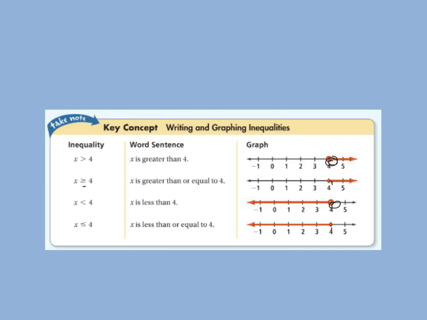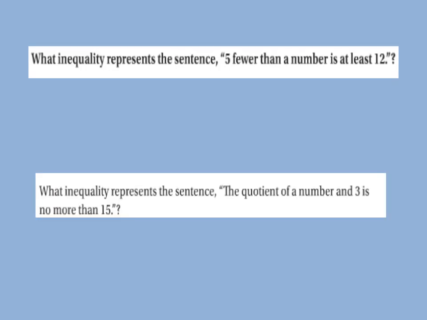Greater than means it's going to be pointing to the numbers that are greater. Less than means it's going to be pointing to the numbers that are smaller than that number given. Here we have to write out an inequality statement, so be very careful. Five fewer than a number.